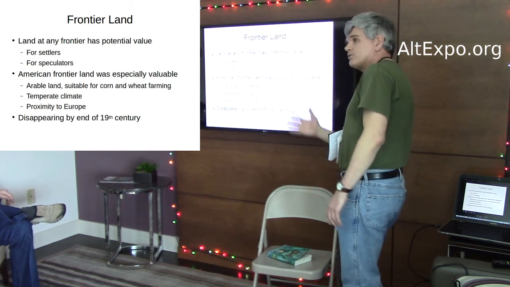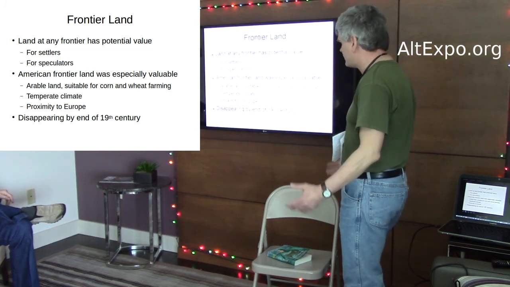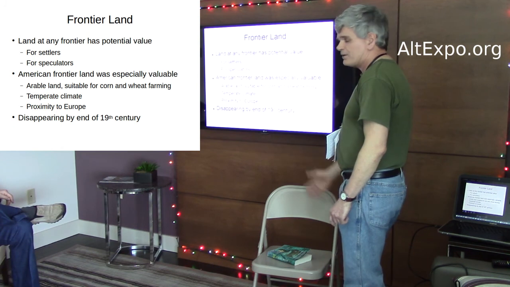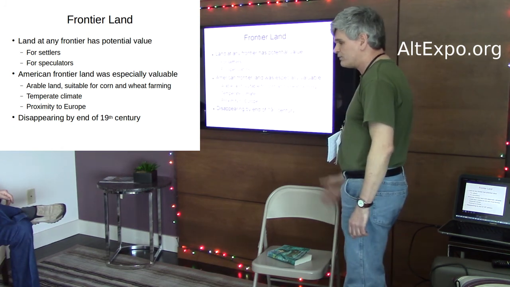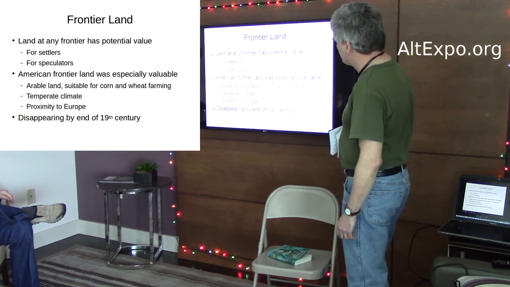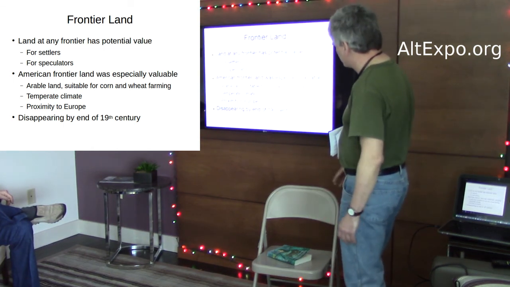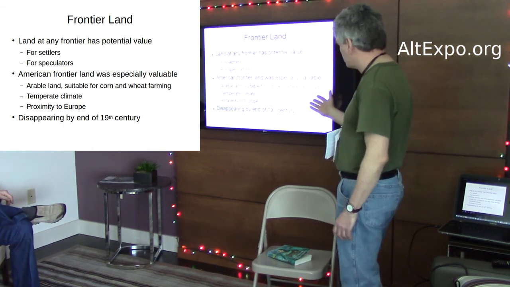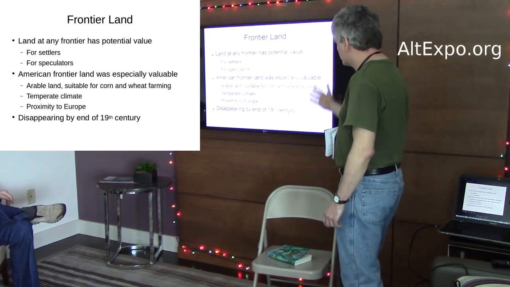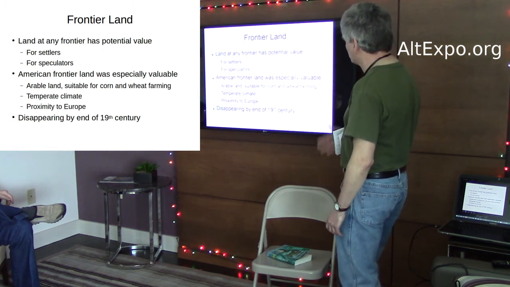Okay, pretty much all of North and South America was one big frontier. South Africa had its frontier. Australia had its frontier. But I think what made American frontier land especially attractive was several things. First, it was arable land. Much of it was suitable for growing corn. Much of it was suitable for growing wheat.